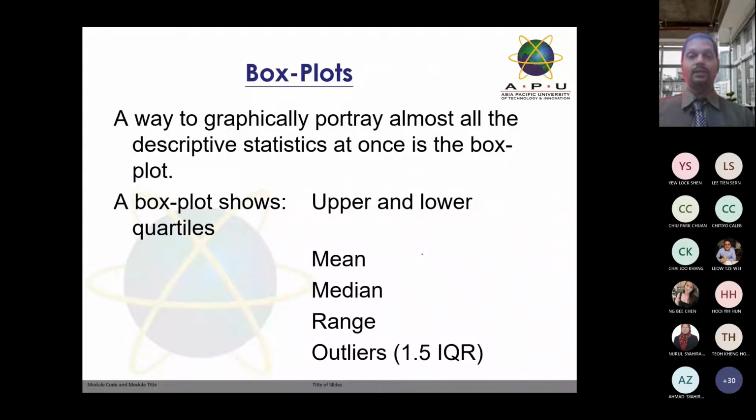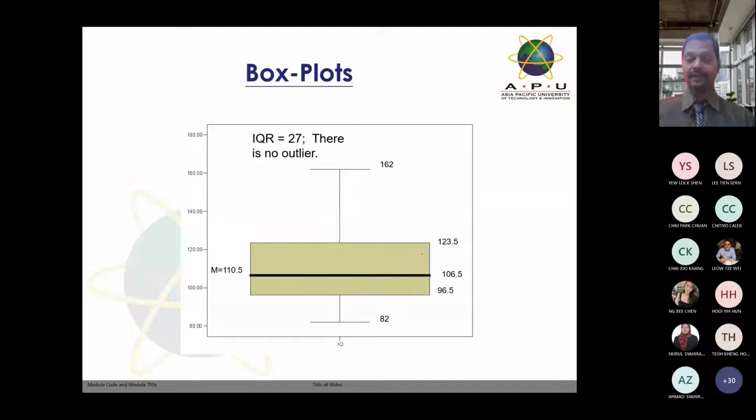So box plots are a way to graphically portray almost all the descriptive statistics at once. In a box plot, we can use upper and lower quartiles, mean, median, range, and outliers. So in box plots, we have a way in which we can identify the outliers. I think we did discuss some details. This is just for our own classification and clarification, how we go with different types of graphs for visualization. Hope everyone is clear in this.